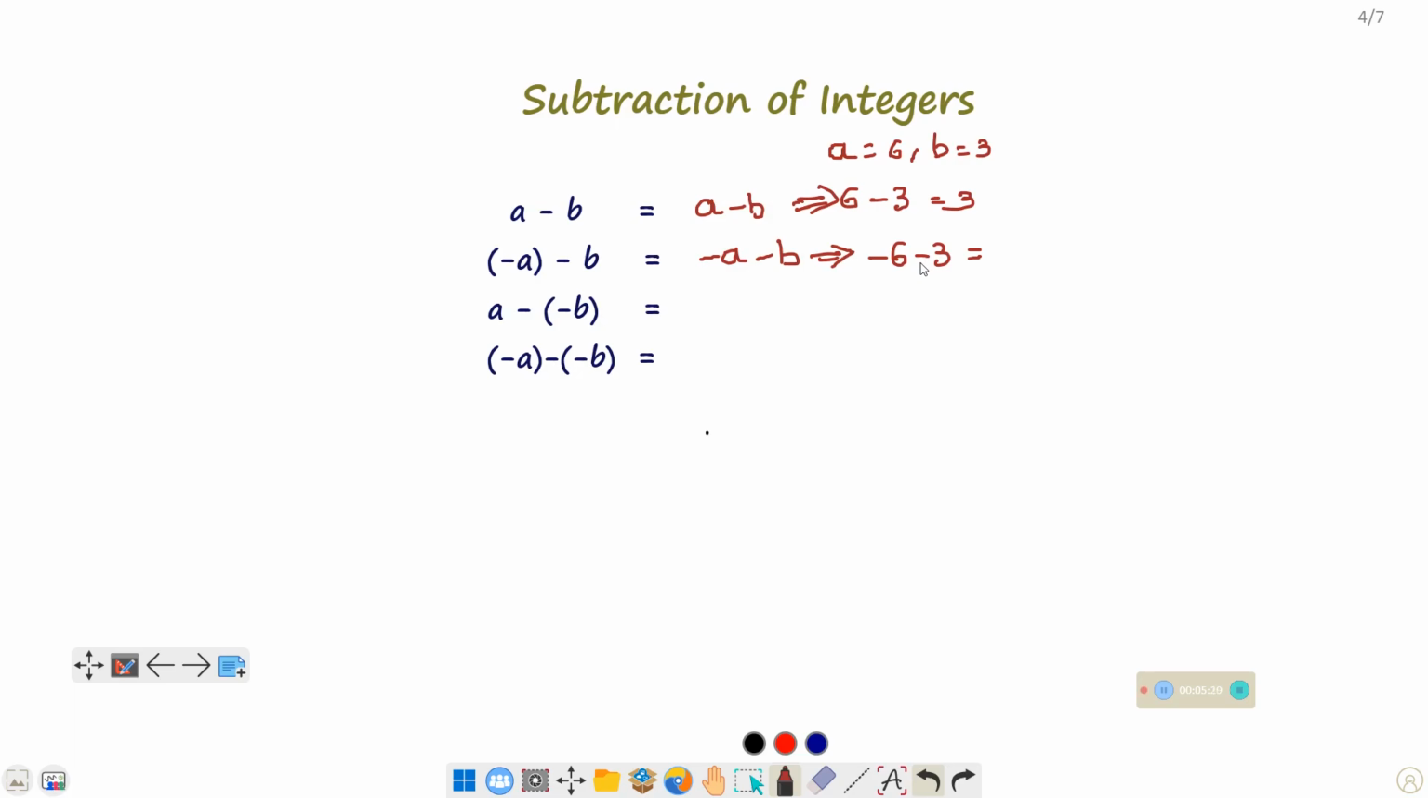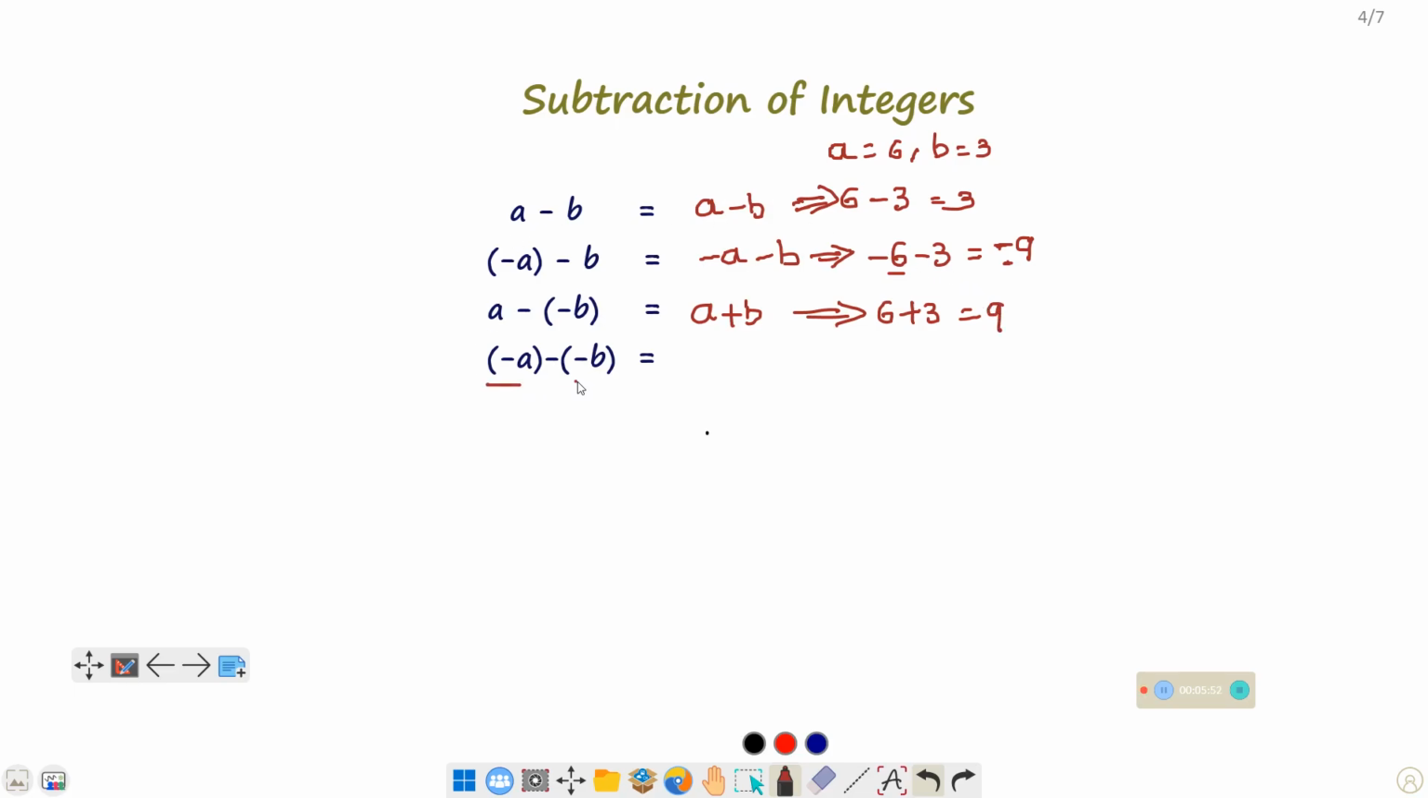Now, negative 6 minus negative 3. When there are two negatives, what do we have to do? We have to add the numbers, that is 6 plus 3 is 9. And what is the sign for this 9? Negative 3, or negative 9, or positive 9? The greater number 6 has a negative sign, so it will be negative 9.